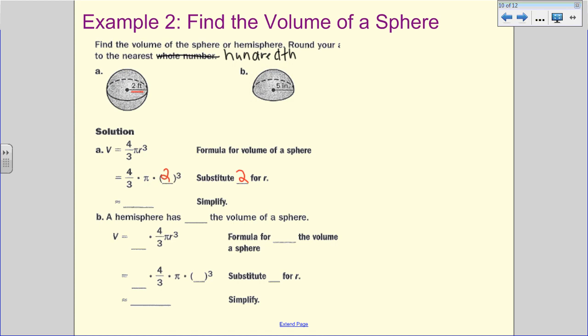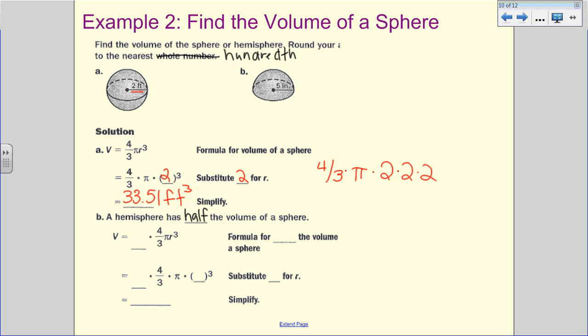Now, if you're not sure how to get 2 to the 3rd power, you're going to be able to multiply that out right now as 4/3 times pi times 2 times 2 times 2. That's what it means to have something cubed. You're multiplying by itself 3 times. So if you can't figure out how to get this exponent of 3 on there right now, that's what you're going to have to do. And when we look at that, we get 33.51. And then we want to label that, and that's going to be feet cubed.